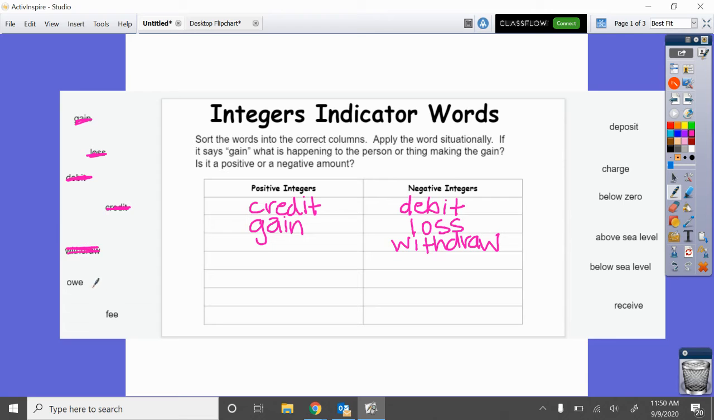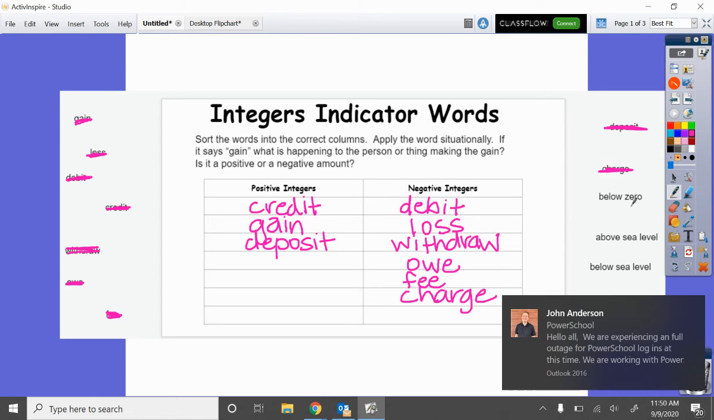Okay, you owe someone money. That means you're in debt. That means negative. Okay, a fee. Sometimes on a savings account, you have to pay a fee to take money out because that's not what you're trying to do with a savings account. So that would also be a negative integer. Okay, deposit means you're putting money into that bank account. So that's going to be a positive integer. A charge is more like what you do on a charge card. You're spending money that you don't really have. You're going into debt. So that's going to be a negative integer.